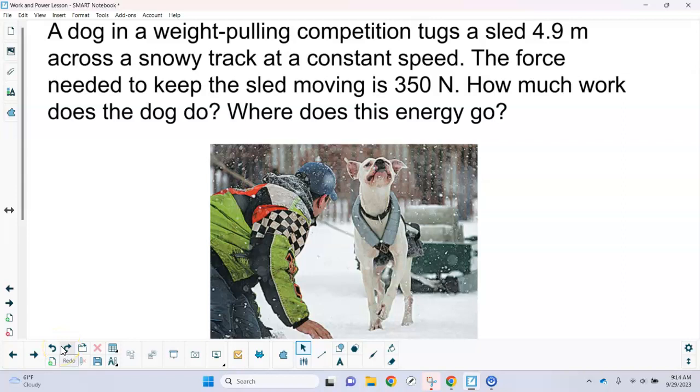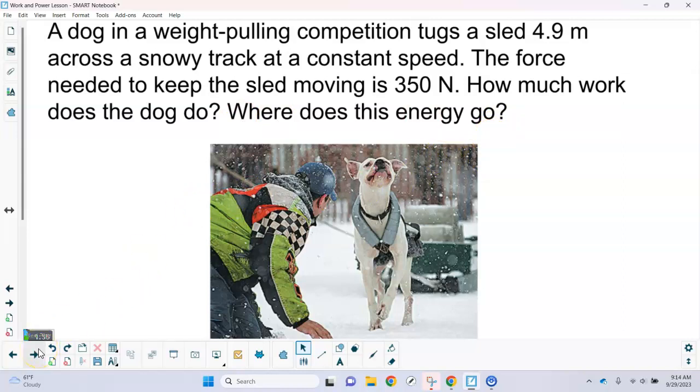It says a dog in a weighted pulling competition tugs on a sled 4.9 meters across a snowy track at a constant speed. The force needed to keep the sled moving is 350 newtons. How much work does the dog do? And where does this energy go? Essentially, we're not going to worry about the energy part because we haven't talked about energy yet, but we're trying to find out how much work this dog is going to do.